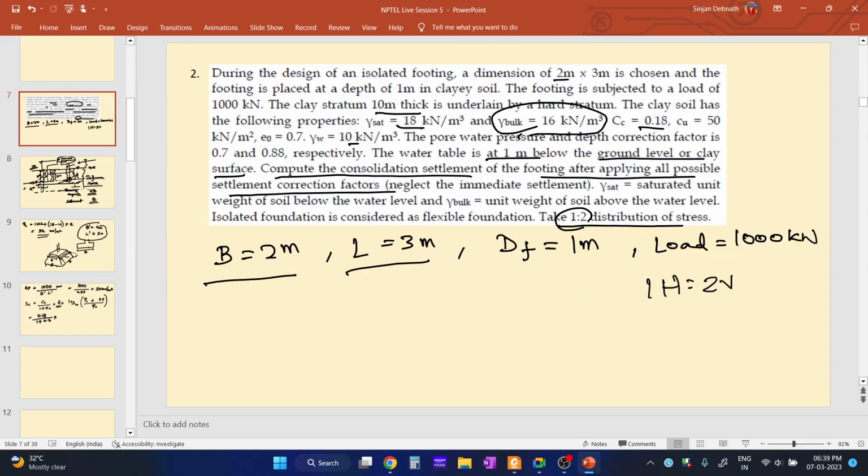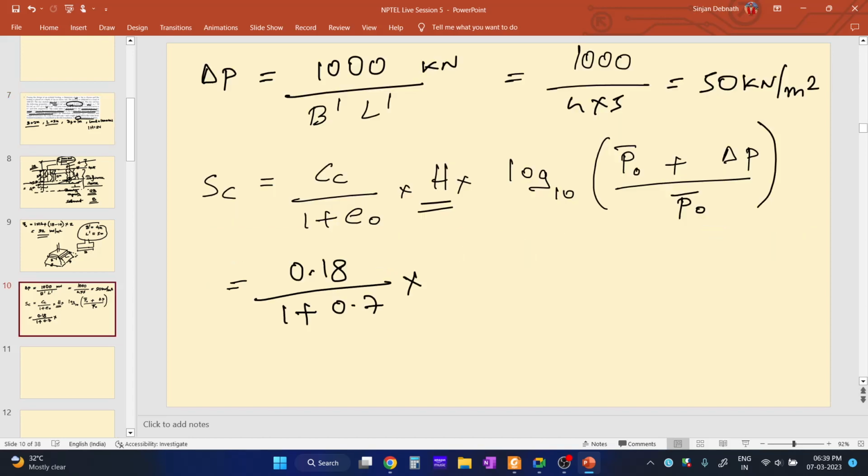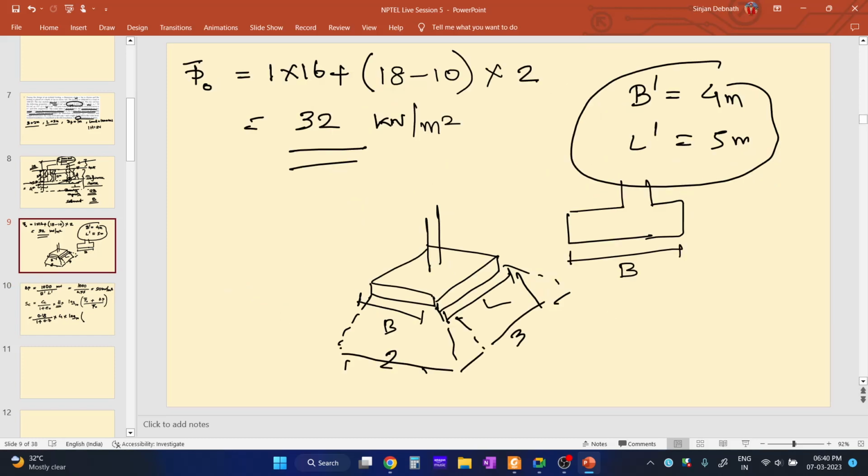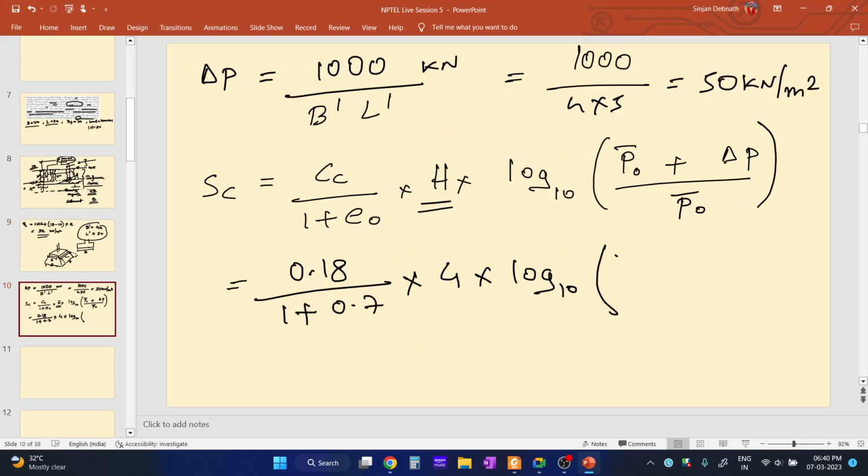What is b over here? It is 2 meter. So influence zone will be 2b. So that means h is equal to 2b. That means 4 meter into log to the base 10 of P0. What is P0? That is the initial overburden pressure. It is 32 kilonewton per meter square.